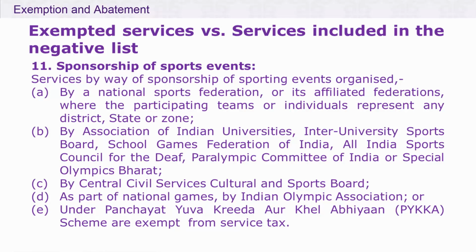Next, the 11th one. Sponsorship. Somebody is providing services to a recognized sports body, that is governed by entry number 10, right? But entry number 11 is about sponsorship. If I sponsor a sports event, then what happens? Sporting events. It should be by a national sports federation or its affiliated federation. If the service provider happens to be these categories, or by the Association of Indian Universities, etc. Or, look at this, by the Central Civil Services Cultural and Sports Board, it is the service provider, it is provided as a part of national games.